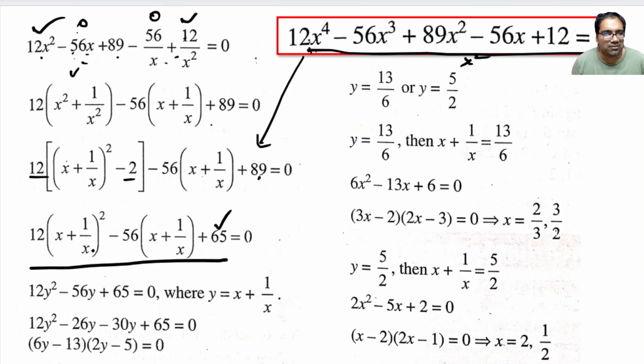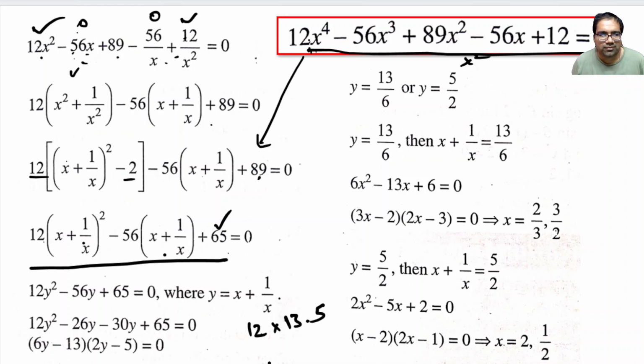If you replace x plus 1 by x with some y, then this is equal to 12y square minus 56y plus 65. Right. The equation which was earlier raised to the power 4, x was raised to the power 4. Now it has become a quadratic equation. That is, we can solve this very easily. 12y square minus 56y plus 65. What is this? The product is 12 into 65. That means 12 into 13 into 5.